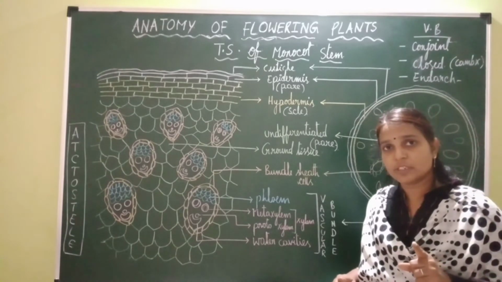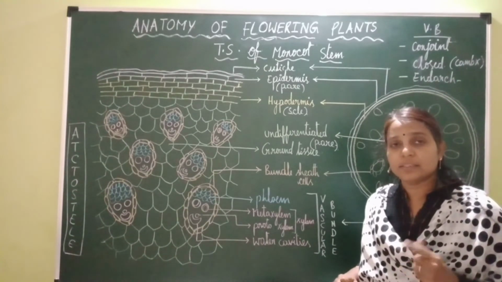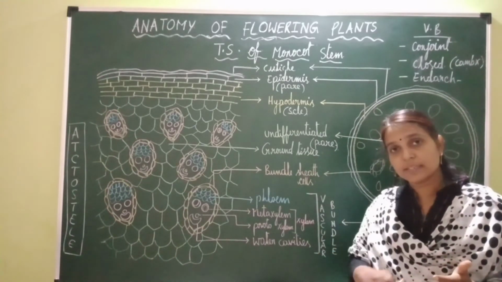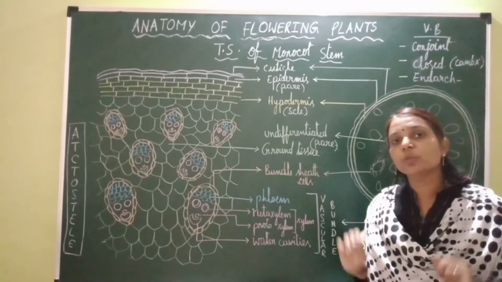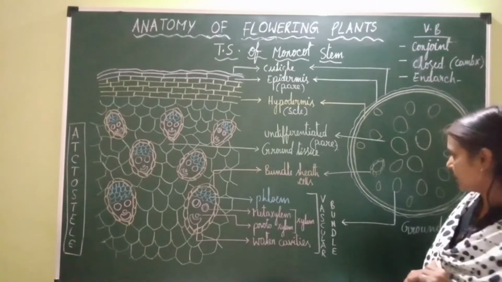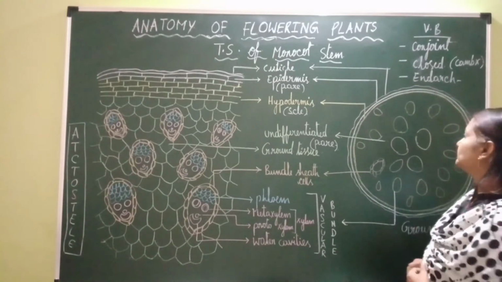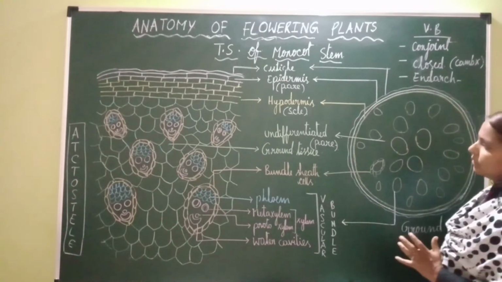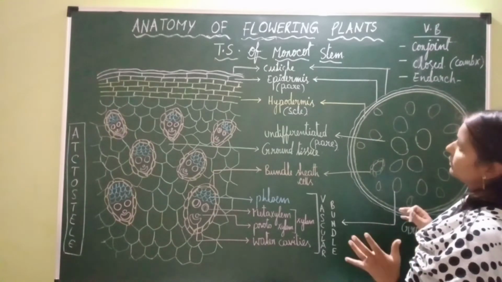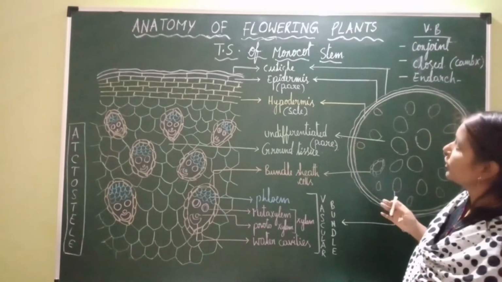The characteristic feature of dicot stem is eustele, the presence of vascular bundles in the form of a ring, which is called eustele. Presence of eustele is a characteristic feature of dicot stem which is not seen in any other organ. Right. So this is about the transverse section of monocot stem.